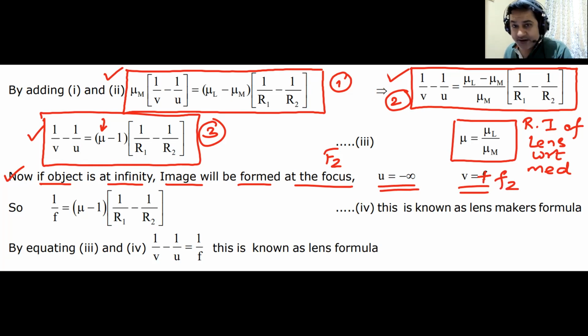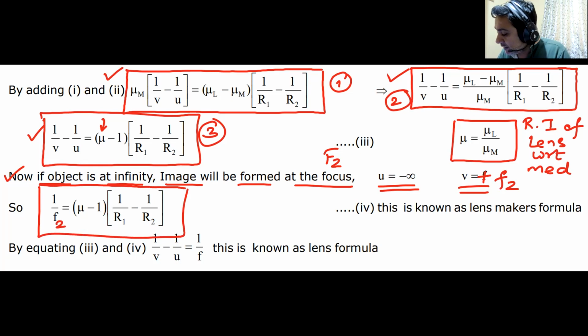So if I put the values here, 1 by V minus 1 by U, we put U as infinity and V as plus F2. This is the formula I will get. 1 by F2 is equal to mu minus 1 into 1 by R1 minus 1 by R2. Do we understand this?